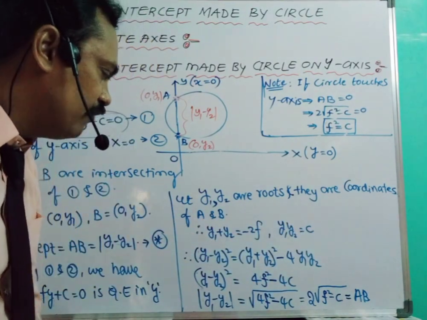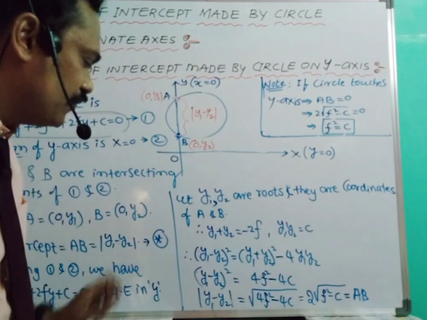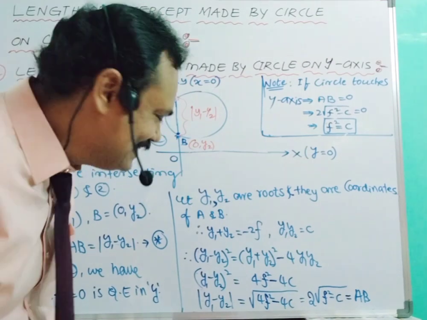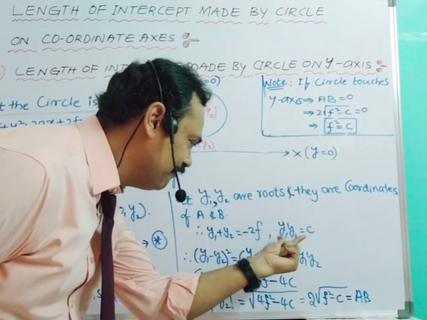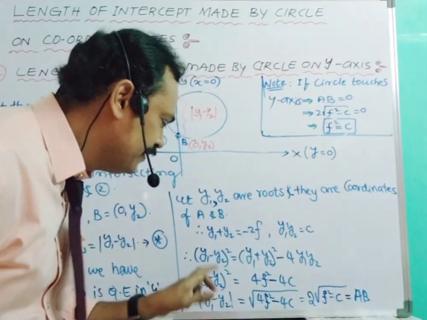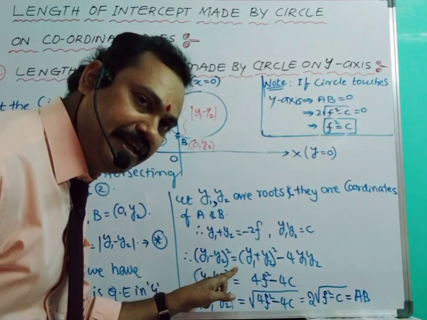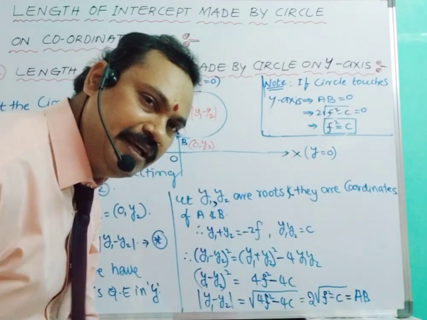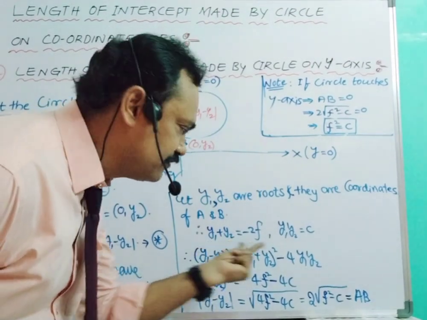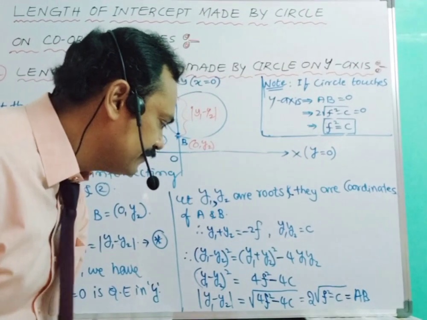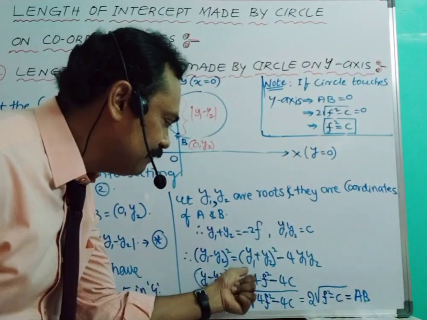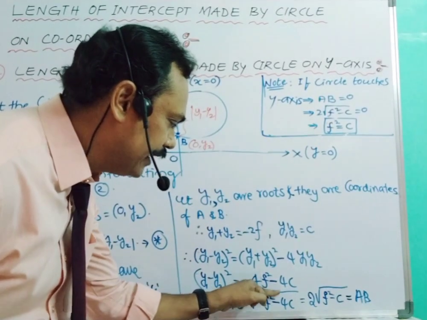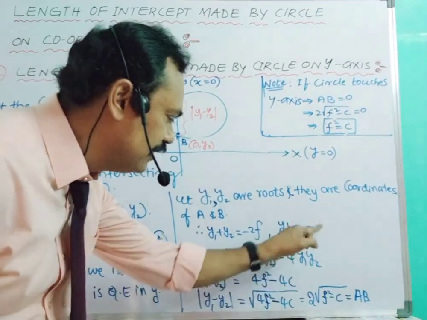Now what we require to confirm? y1 minus y2 length. y1 minus y2 can be expressed in terms of y1 plus y2 and y1 into y2. How do you express? y1 minus y2 whole square can be written as y1 plus y2 whole square minus 4 y1 into y2. Simply I am going to replace the values of y1 plus y2 and y1 into y2. See, y1 plus y2 whole square means minus 2f square becomes 4f square, minus 4 as it is, y1 y2 value is c.